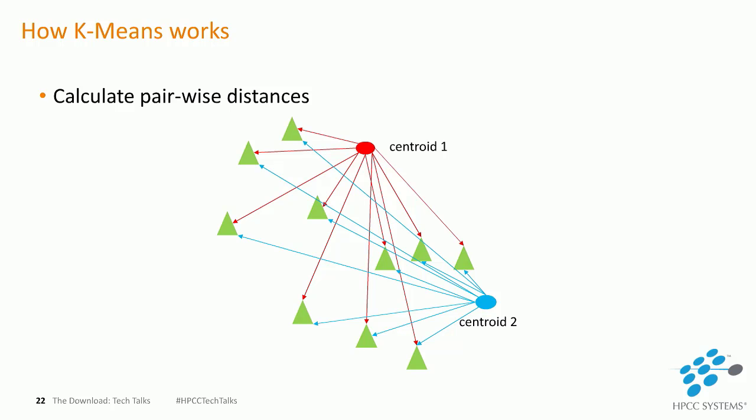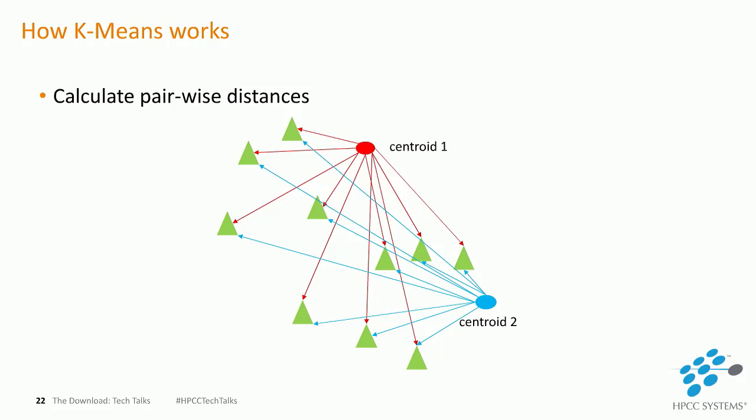The next step is calculating the pairwise distances between the centroids and the samples. Here we have 2 centroids and 10 samples, so in total we have to calculate 20 pairwise distances.